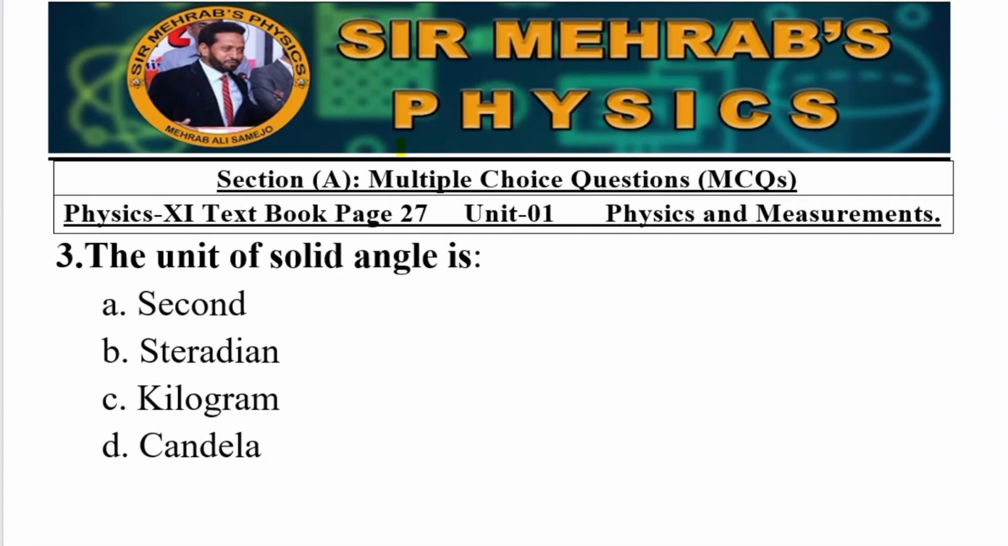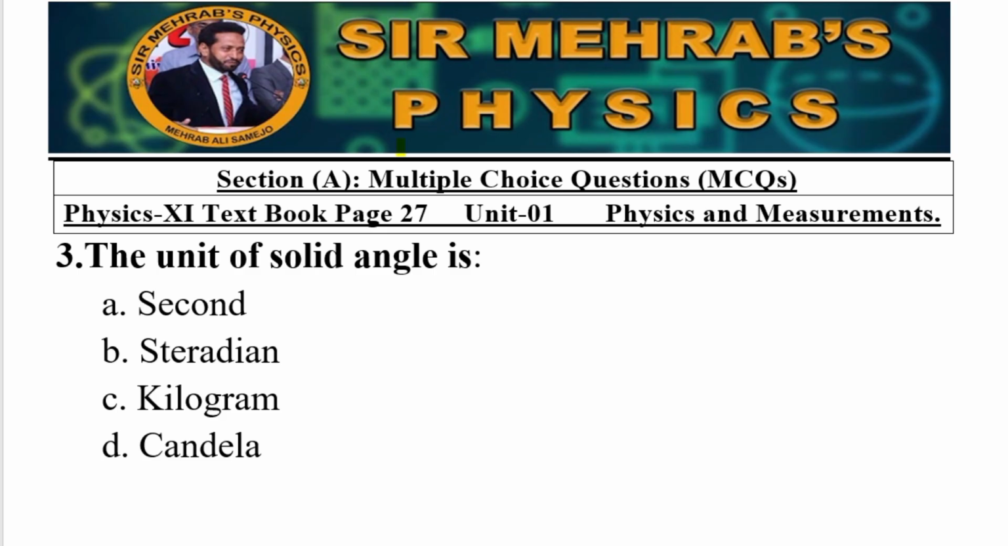Dear students, now the question number 3. The unit of the solid angle is, four options are given: second, steradian, kilogram or candela. Second is the unit of time, steradian is the unit of the solid angle, kilogram is the unit of mass, and candela is the unit of luminous intensity.